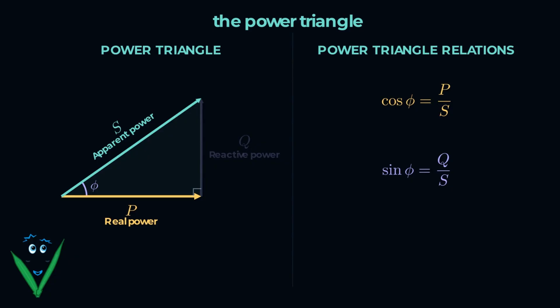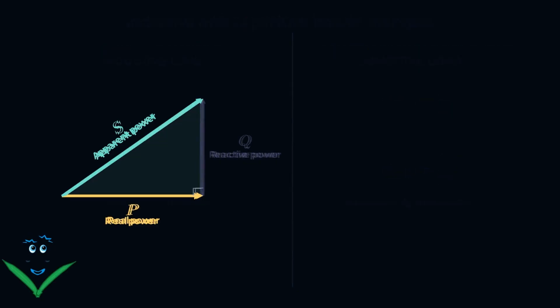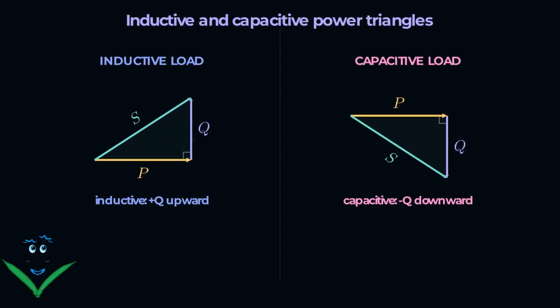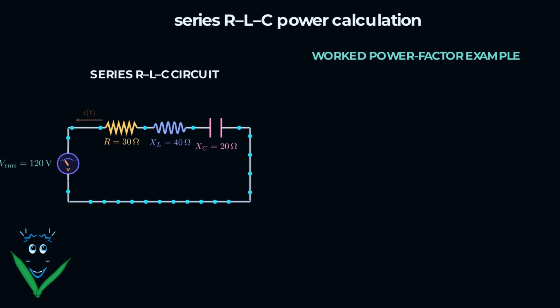For an inductive load, the reactive power side extends upward. For a capacitive load, it extends downward. A purely resistive load lies along the real power axis, while a purely reactive load lies along the reactive power axis. Consider a series AC circuit containing a resistor, an inductor, and a capacitor.